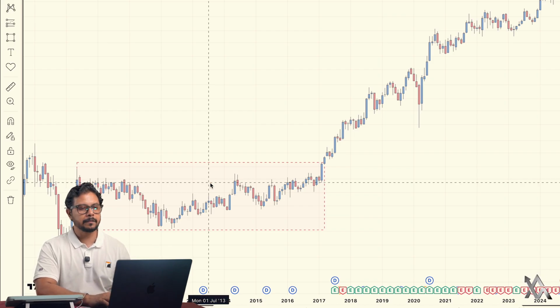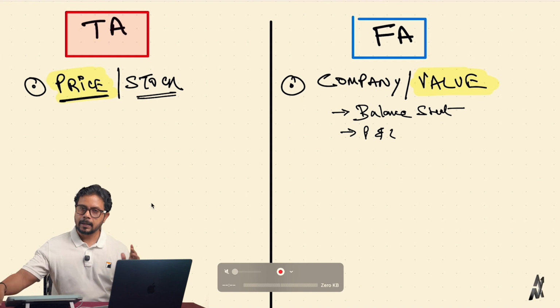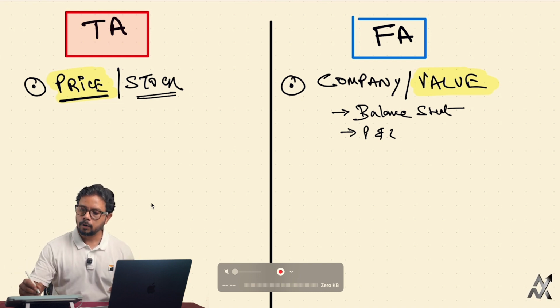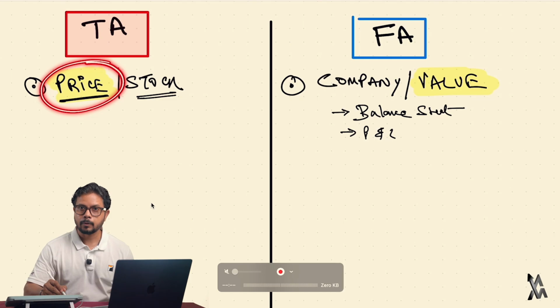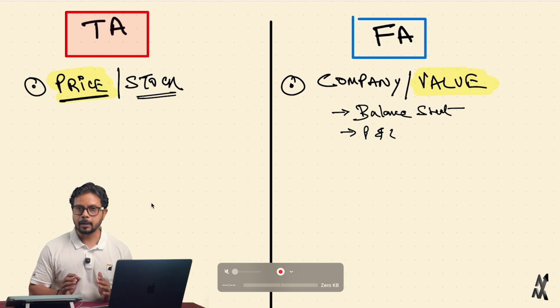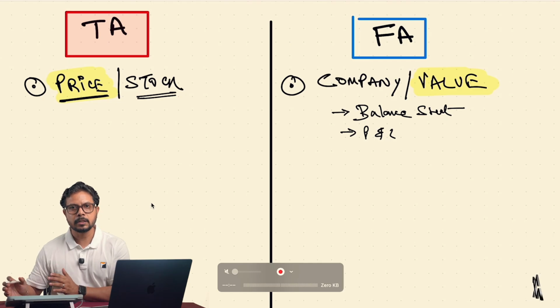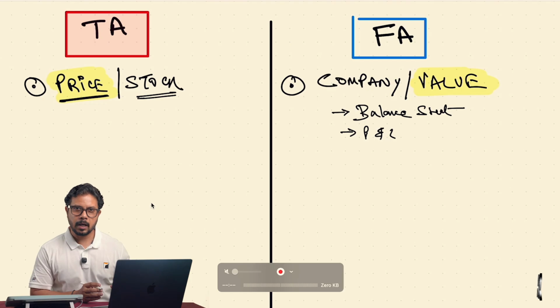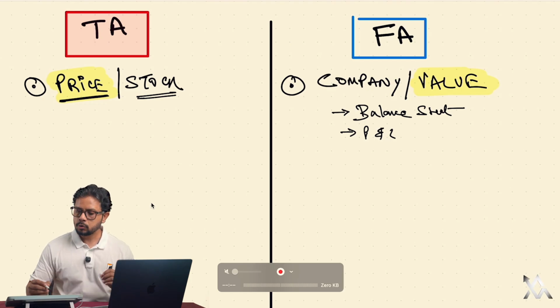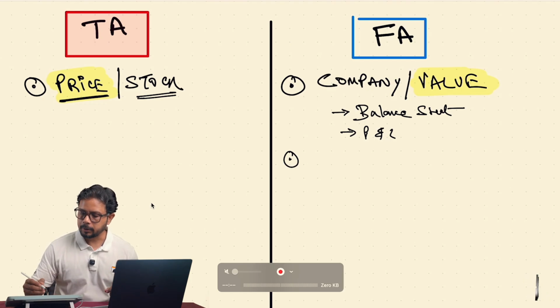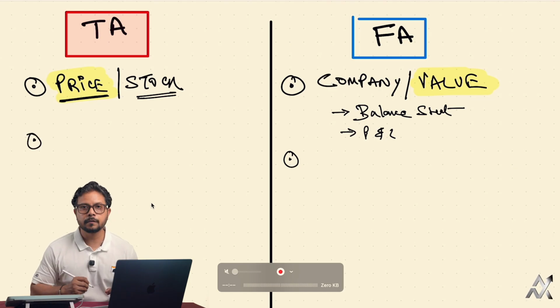So that's a big difference we have to understand: technical analysis focuses on price, not on the company. Fundamental analysis focuses on the company. Now, from this point of view of price and company, the fundamental analyst looks at the balance sheets and the quarterly results, and the technical analyst looks at charts and price data. I should discuss with you the second pointer, and that is the frequency of the data.